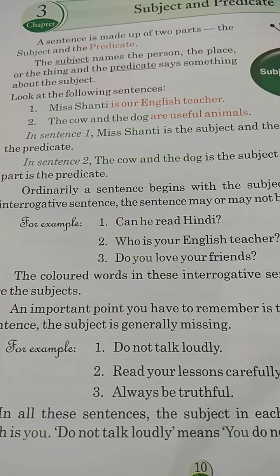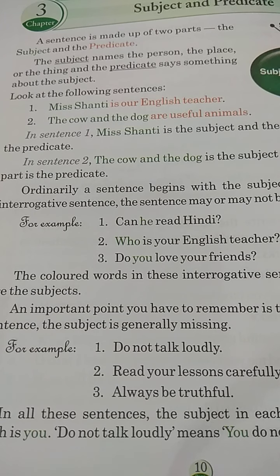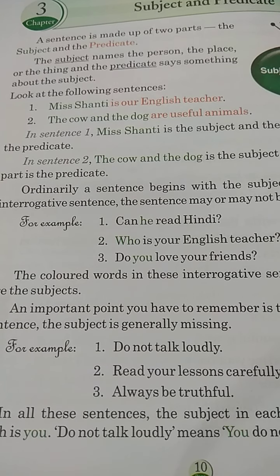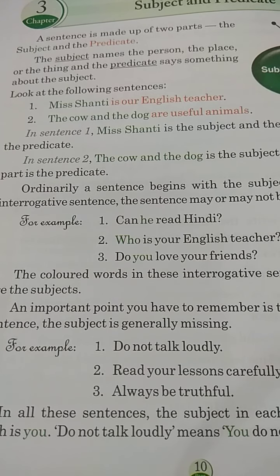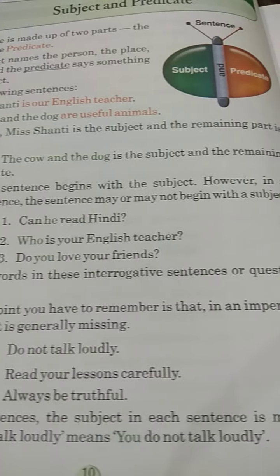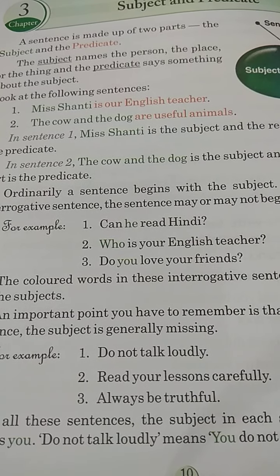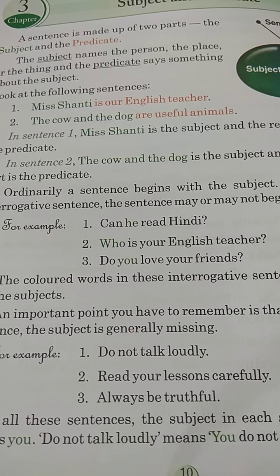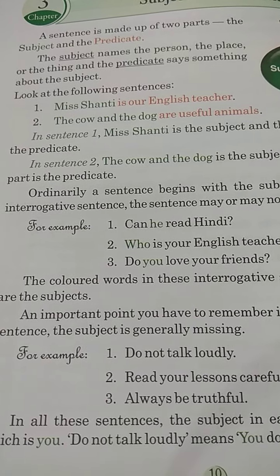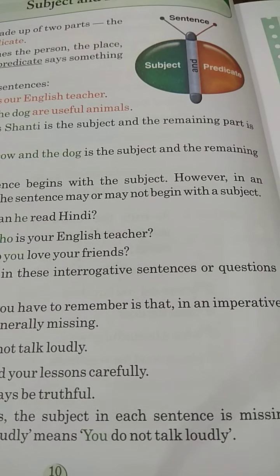In sentence 2, the cow and the dog are useful animals. The cow and the dog is the subject and the remaining part, are useful animals, is the predicate. Ordinarily, a sentence begins with the subject.